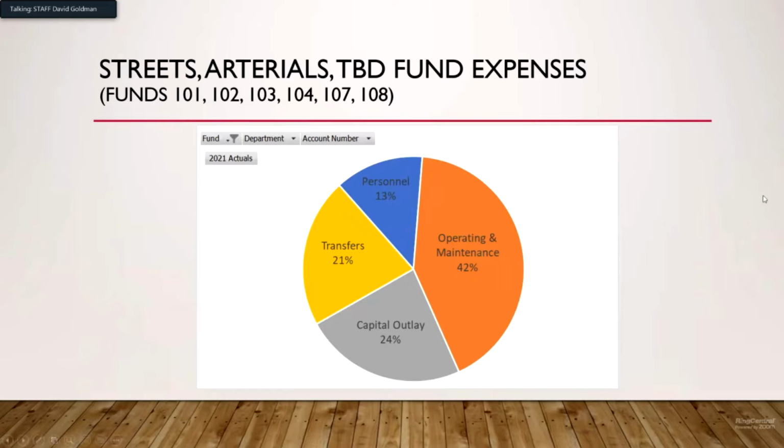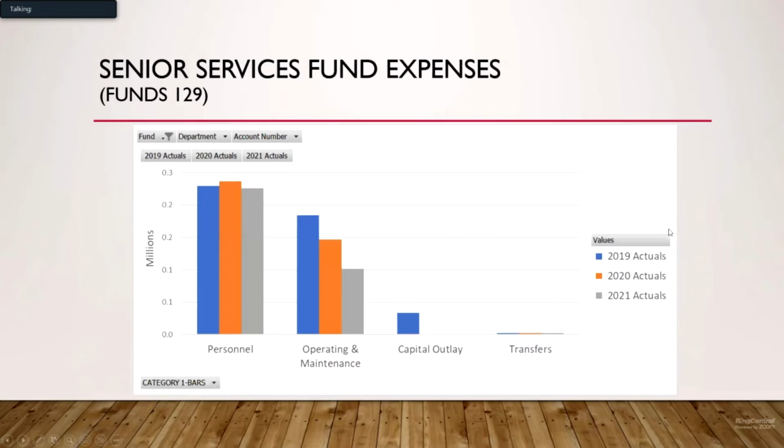And there's the 2021 breakdown. Senior services, you can see for these years, and these years do also include the COVID years. You can see that personnel expenses are over here. Operating and maintenance had decreased due to closures. Capital outlay, there was a capital outlay in 2019, but there was nothing in 20 and 21.